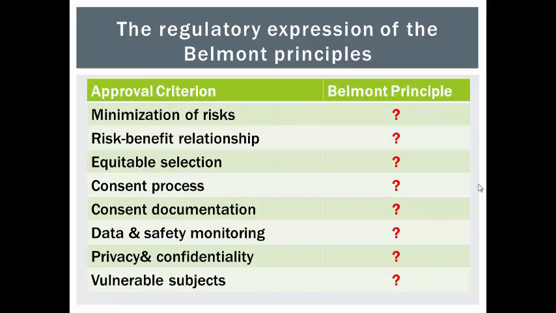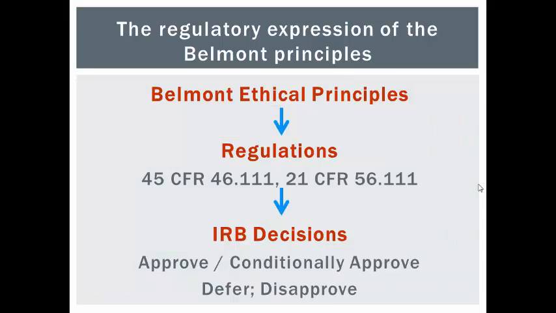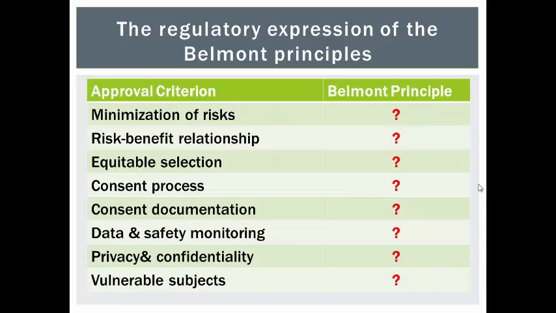So in the module that was handed out for this, there is a table that looks something like this that lists the criteria for IRB approval and asks you as an action item to figure out which Belmont principle is the basis for each of the criteria. So if you haven't done that already, I encourage you to do that before Thursday. Oops, backwards here.